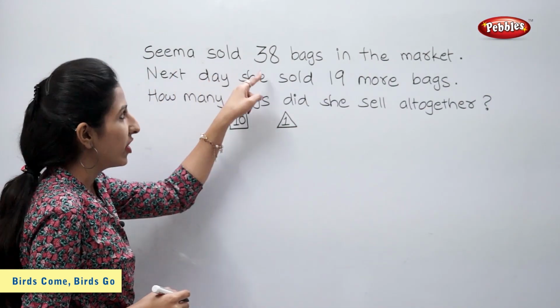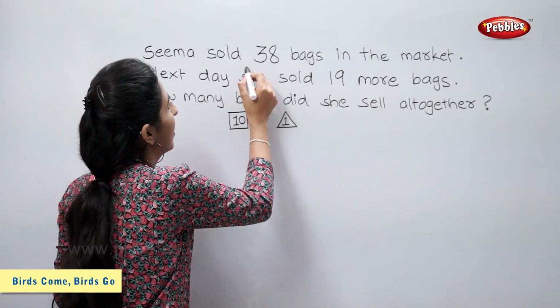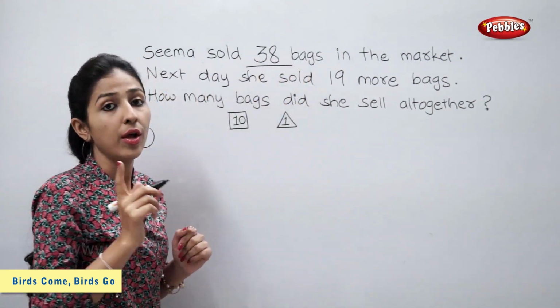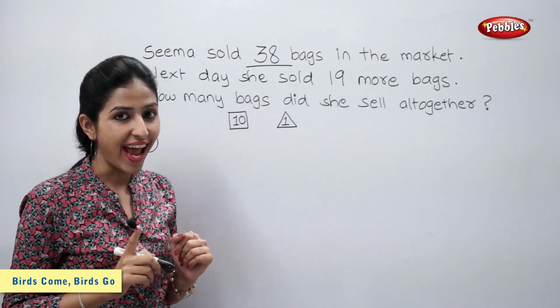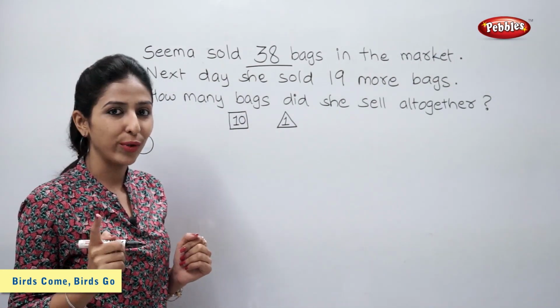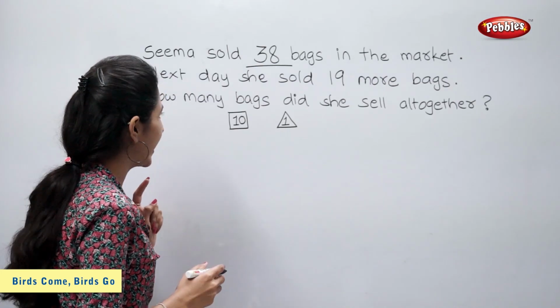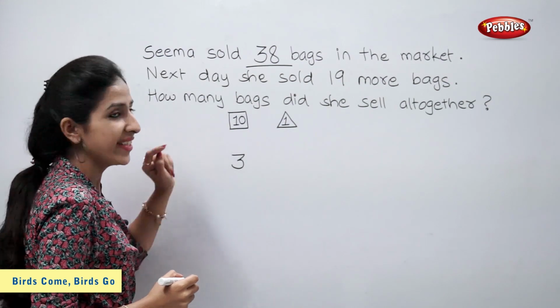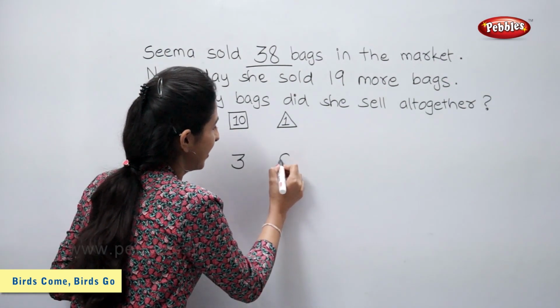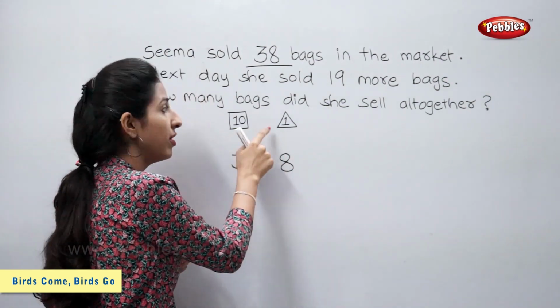Seema sold 38 bags. We can write 38 as 3 tens and 8 ones. So, let's write 38. 3 tens, 8 ones.